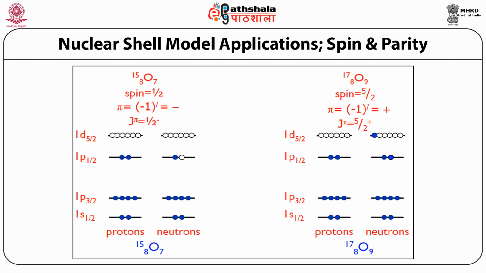Here we can clearly see that by the distribution of protons and neutrons in these energy levels, we can determine the spin of oxygen 15 and oxygen 17. In oxygen 15, there is one hole in p 1/2, whereas in oxygen 17 there is one particle in d 5/2. So for oxygen 15, the ground state spin is 1 by 2 minus, whereas in oxygen 17, the spin and parity is decided by the odd neutron, which is in the d 5/2 orbit.